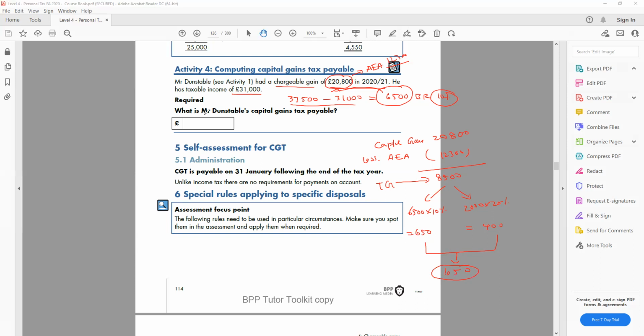So the question is, what is Mr. D's capital gain tax payable? The answer is 1,050. So very simple, but you need some practice to do it. All right, so let's move to the next one.